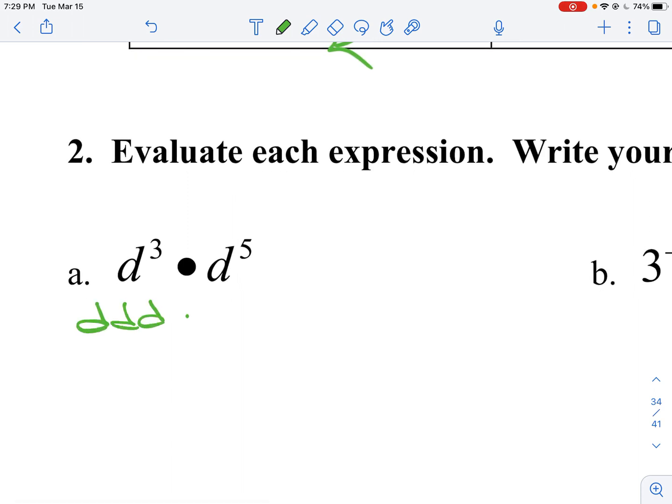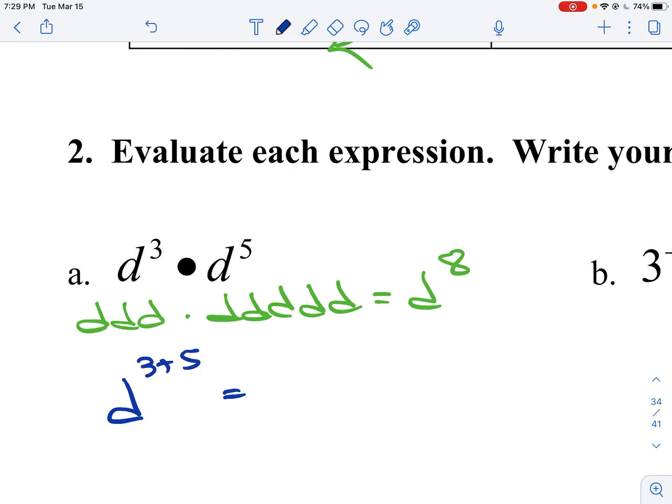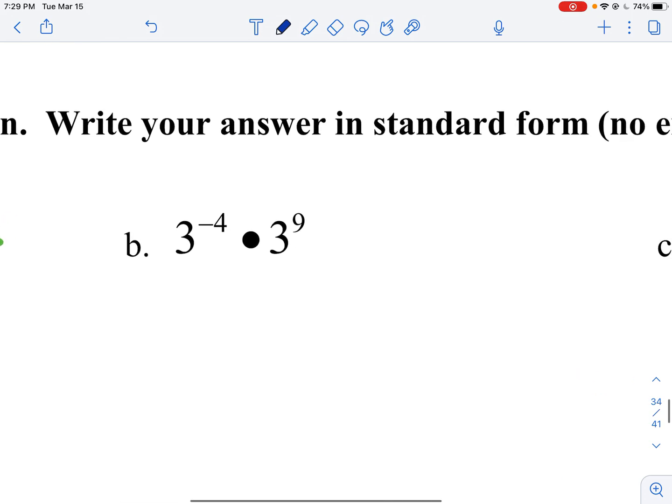So here we go. 1, 2, 3 times 1, 2, 3, 4, 5. That would get me d to the 8th. Now, if you're using the property, I would take d and I would add my exponents, and I would get d to the 8th.